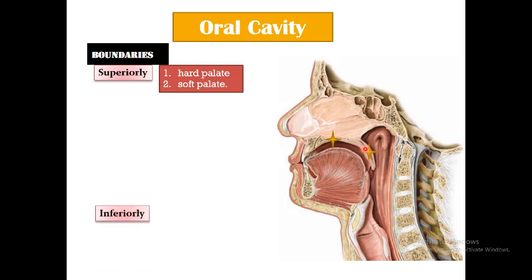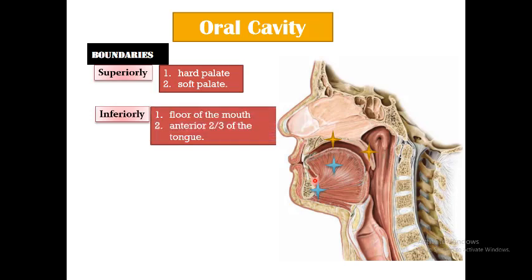Number two, about the inferior boundary or the floor of the oral cavity, we have what? We have this. What is this? This is the tongue. So the floor of the oral cavity is formed by the anterior two-third of the tongue. This is the anterior two-third. This is the posterior one-third. So the anterior two-third of the tongue forms the floor of the oral cavity. And underneath it, here in this region, we have this area. It's called the floor of the mouth. So we have the floor of the mouth anteriorly, and we have the anterior two-thirds of the tongue. This forms the floor of the oral cavity.